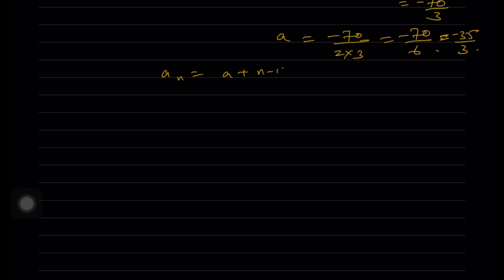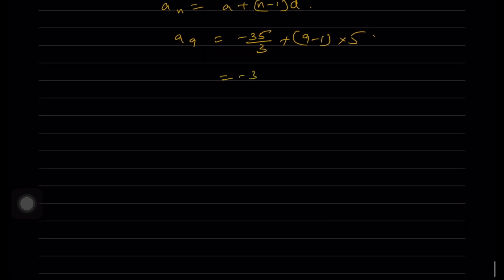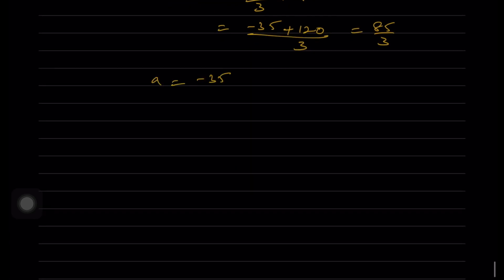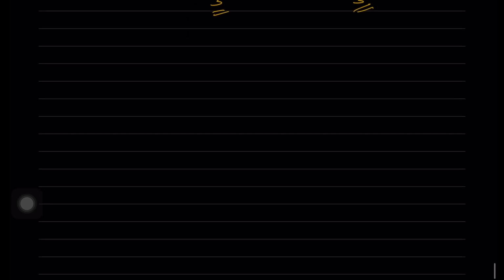So an is equal to a plus n minus 1 into d. Now we have to find out a9, which is equal to minus 35 by 3 plus 9 minus 1 into 5. So which is equal to minus 35 by 3 plus 40. So minus 35 plus 120 divided by 3, which is equal to 85 by 3. So therefore a is equal to minus 35 by 3 and a9 is equal to 85 by 3. Now going to the next, sixth one.